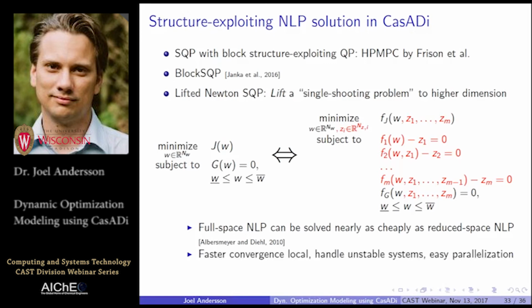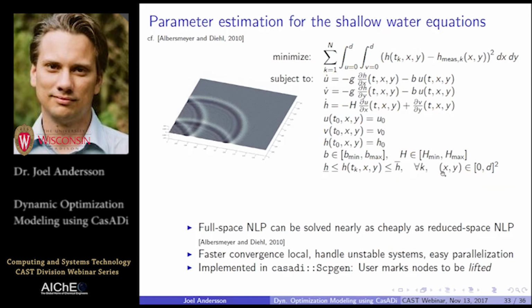And because we have lifted to a higher dimension, we can now handle things like unstable systems. We can easily parallelize this. And this is something that has been implemented in CasADi in this solver called ACPGen. Again, it builds on the idea that you as a user would have to explicitly identify these Z's.